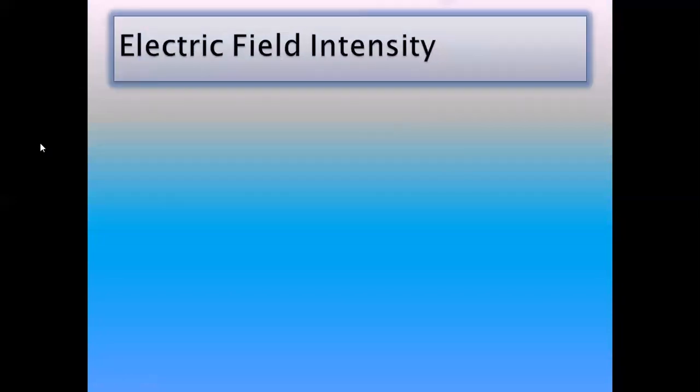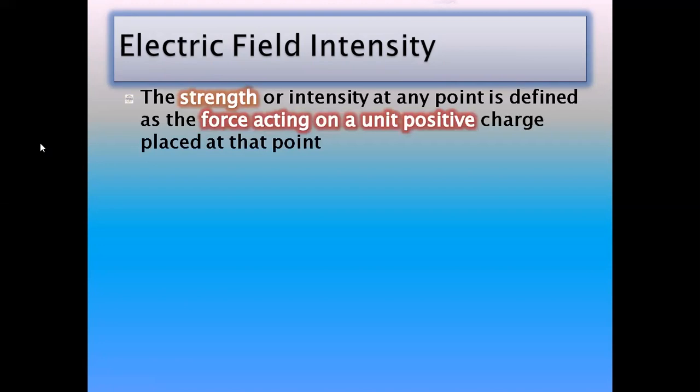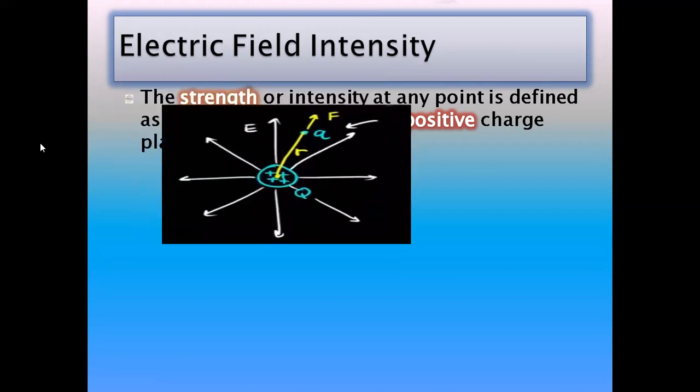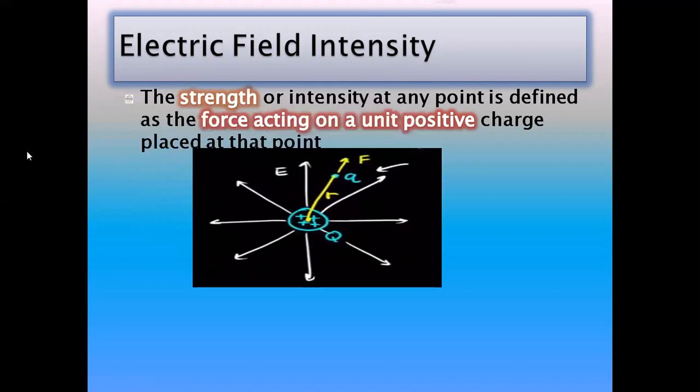So next we want to discuss the electric field intensity. Intensity means the strength of the electric field. The strength or intensity at any point is defined as the force acting on a positive charge placed at that point. So we have a figure. In this figure, the capital Q represents the source charge and small q is a test charge placed at a distance r from the source charge capital Q. And here F is the force, that is the electric force or electrostatic force, and capital E is the electric field.